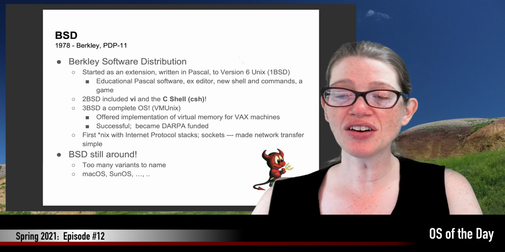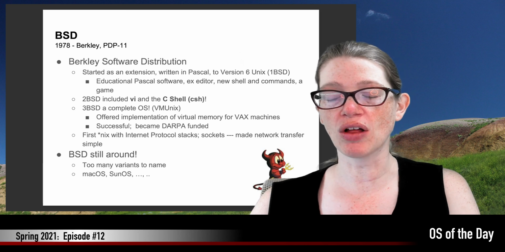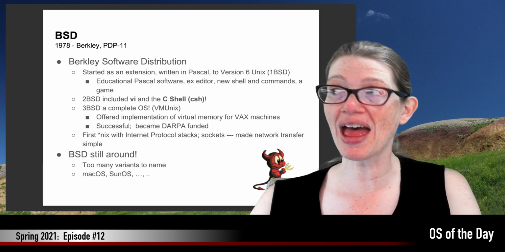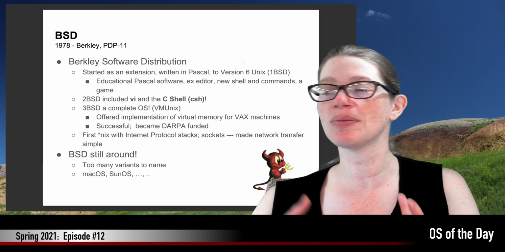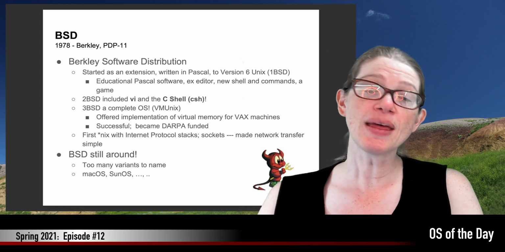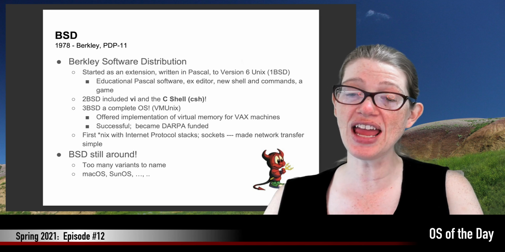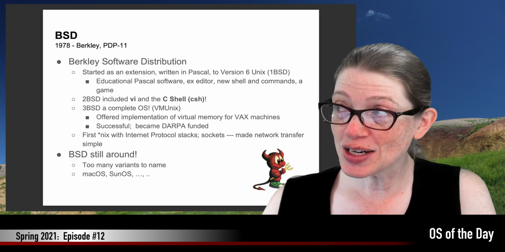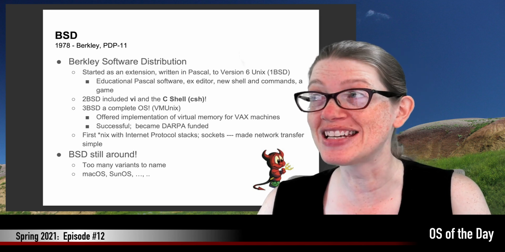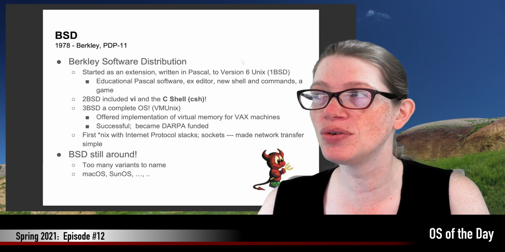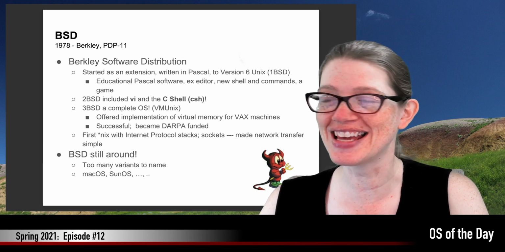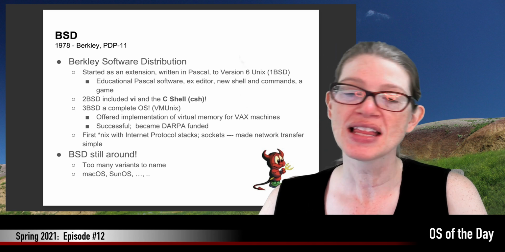It also had an editor, a shell, and a bunch of new shell commands, and even a game in it. So there were some add-ons to Unix to make it more usable and more friendly. And then in 2BSD, we see two things that most of you have touched. One is vi, and the other is the C shell. Not, of course, to be confused with the C shell, that thing you used in CS136. I mean csh, the real C shell.